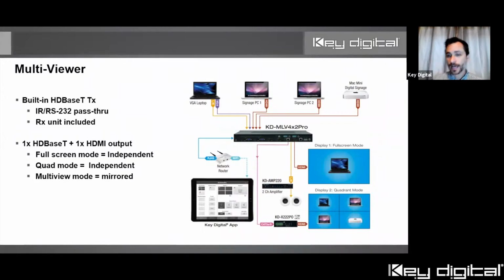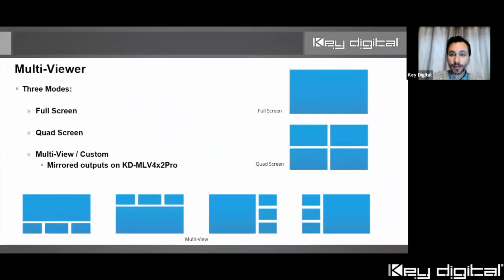Now we're looking here at 2 different screen layouts, right? Display 1 is in full screen mode, and then we see display 2 in that quadrant mode. And on the MLV 4x2 Pro, full screen and quadrant mode are independent. But then the third mode of usage is this multi-view or custom. So we give you presets that are already programmed in the unit that gives you this primary image, if you will, at the top, bottom, left, or right. And the other 3 windows, the non-primaries, can be at the opposite end.